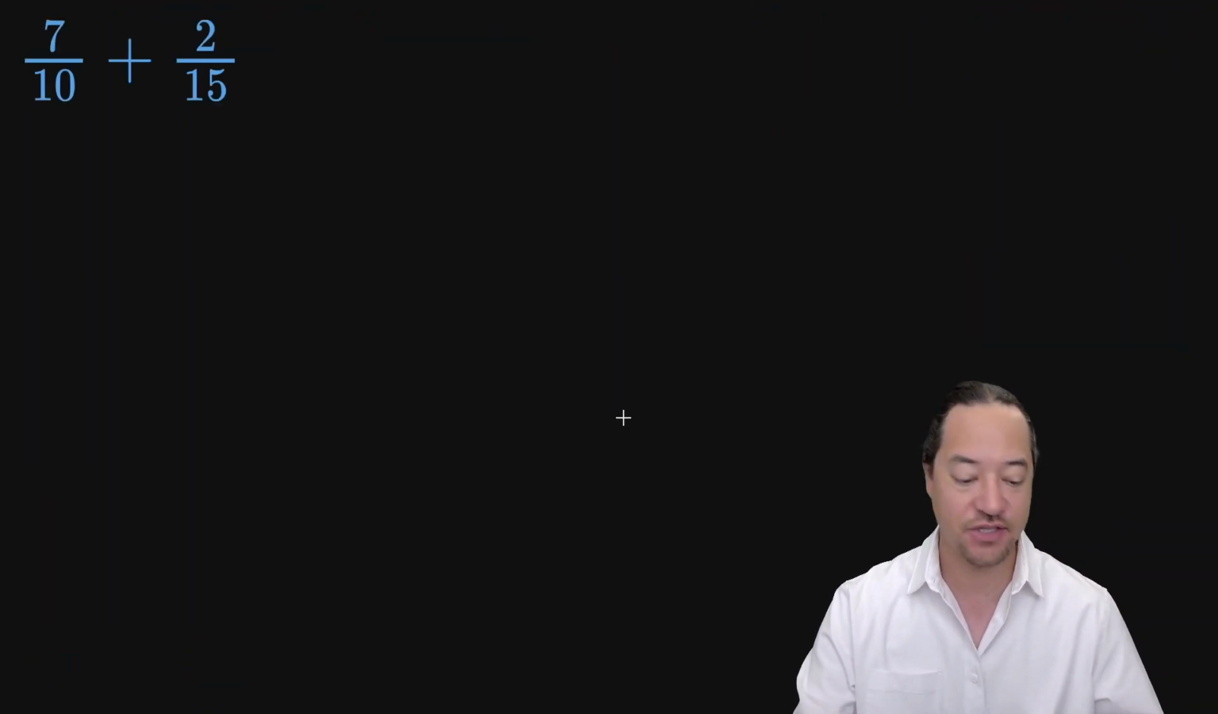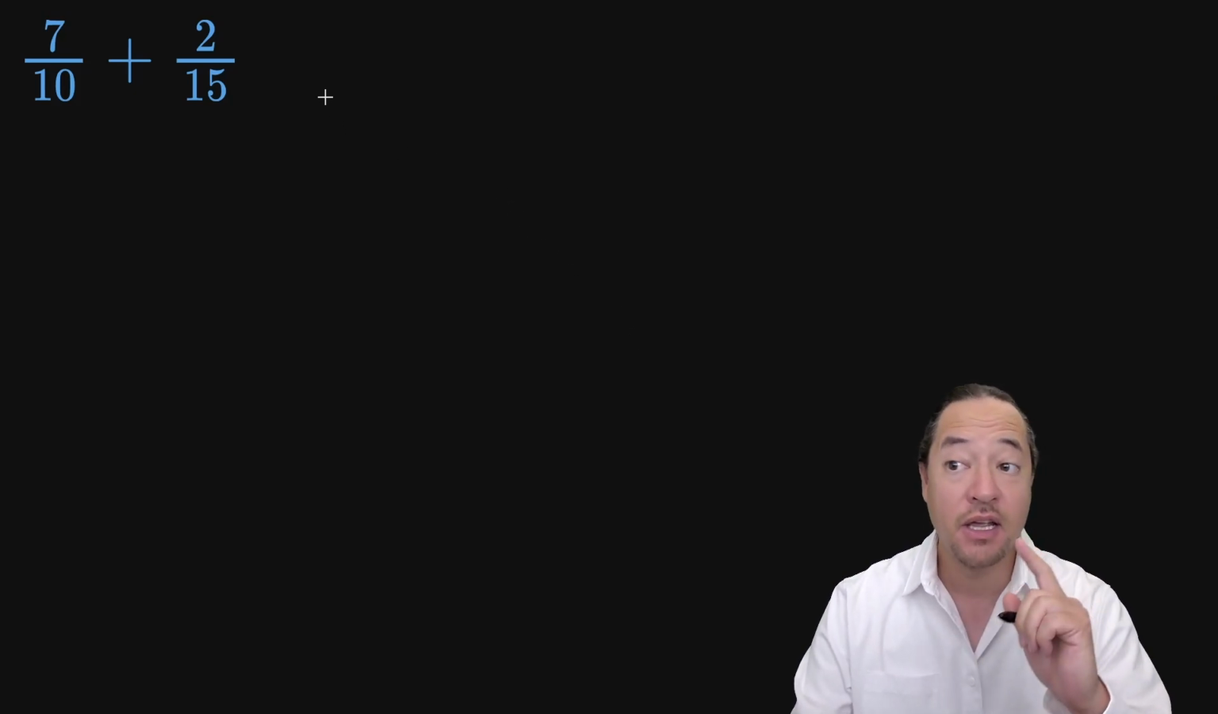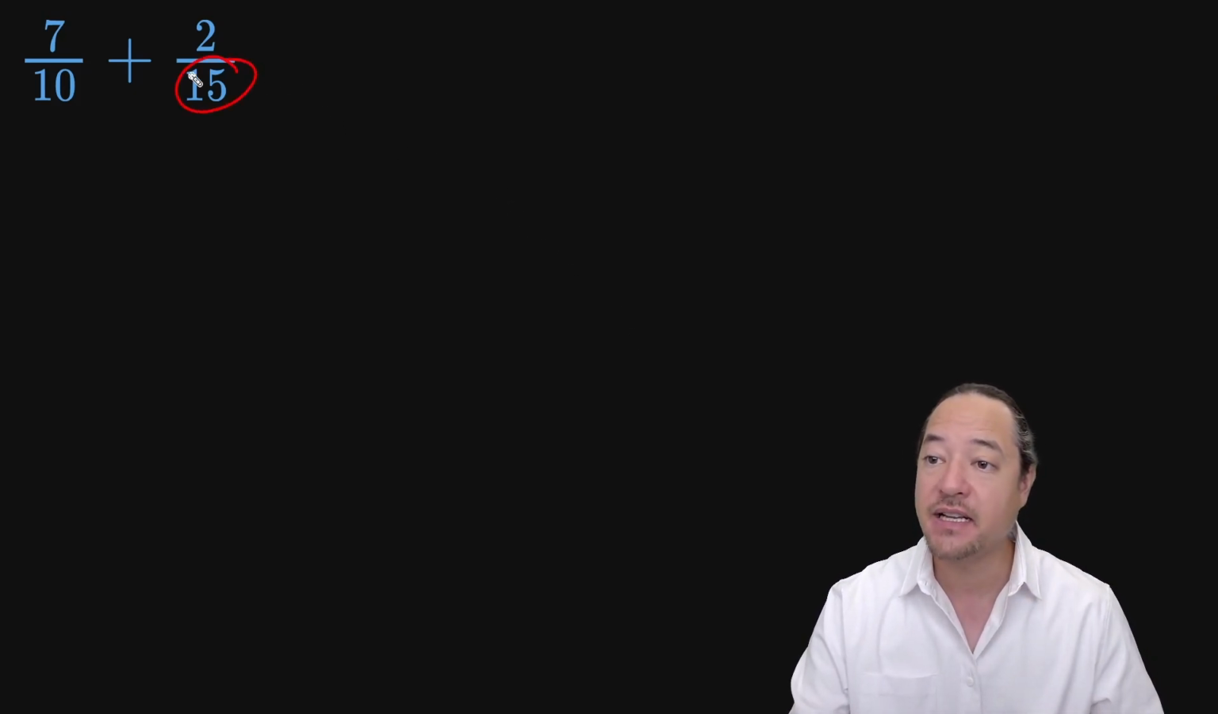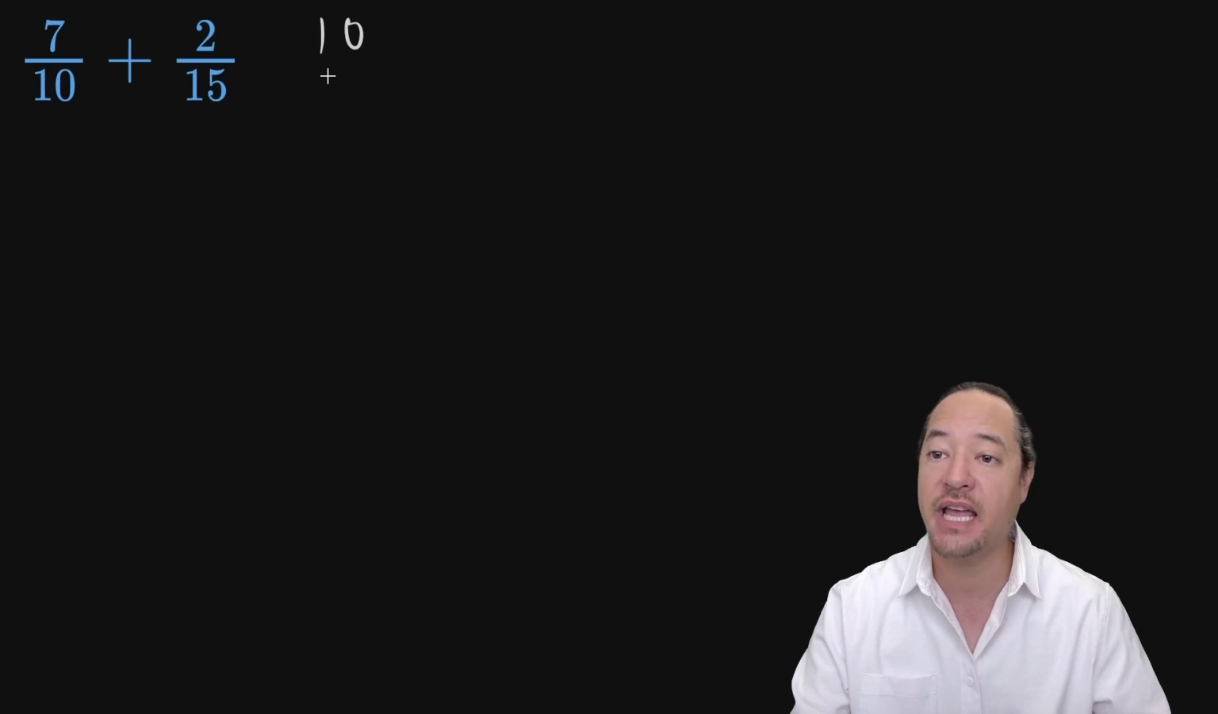What do we have here? So 7 over 10 plus 2 over 15. Okay. To add these, we need to find a common denominator, right? That's the key here. So let's do a prime factorization of both 10 and 15 to try and find that common denominator. 10 is 2 times 5, and 15 is 3 times 5.